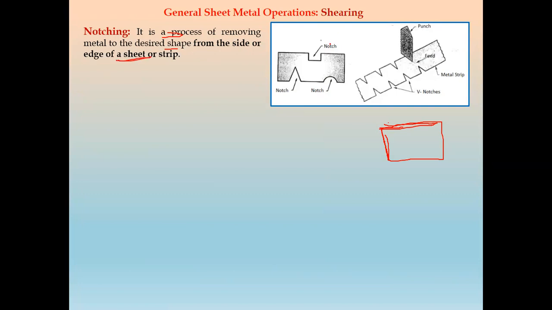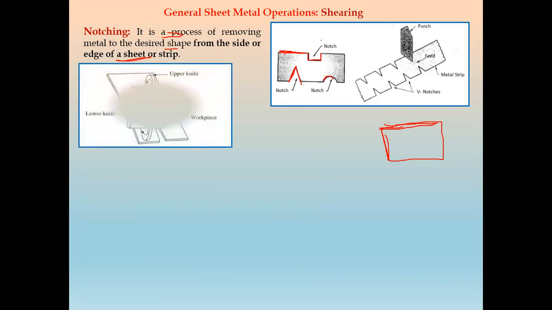So it is like this. We have this called a V notch or a triangular notch. This will be a U-shaped notch, and this will be a semicircular notch. Okay. So this cutting operation is called a notching operation. This notching operation is done on the edges or the side of the sheet or strip.